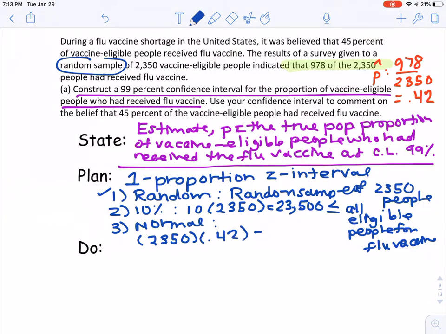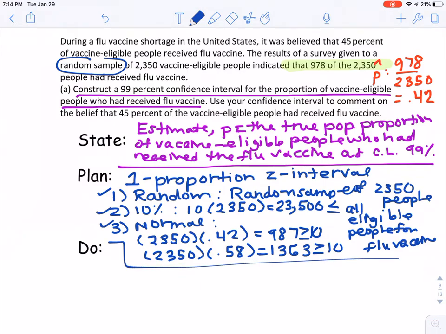Okay, we multiply those together. We're checking to see, is this going to be greater than or equal to 10? Also, if I take n times 1 minus p hat, which would be 0.58, that also is definitely a number greater than or equal to 10. Okay, so all of our conditions check out great.